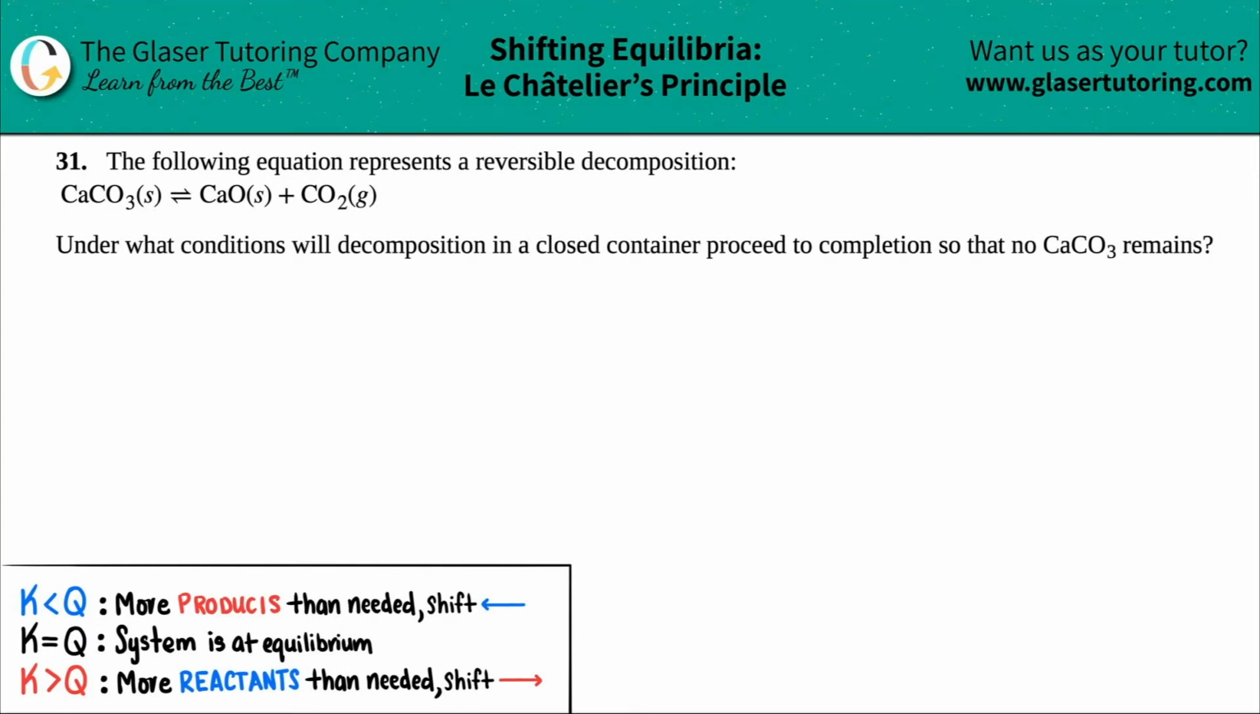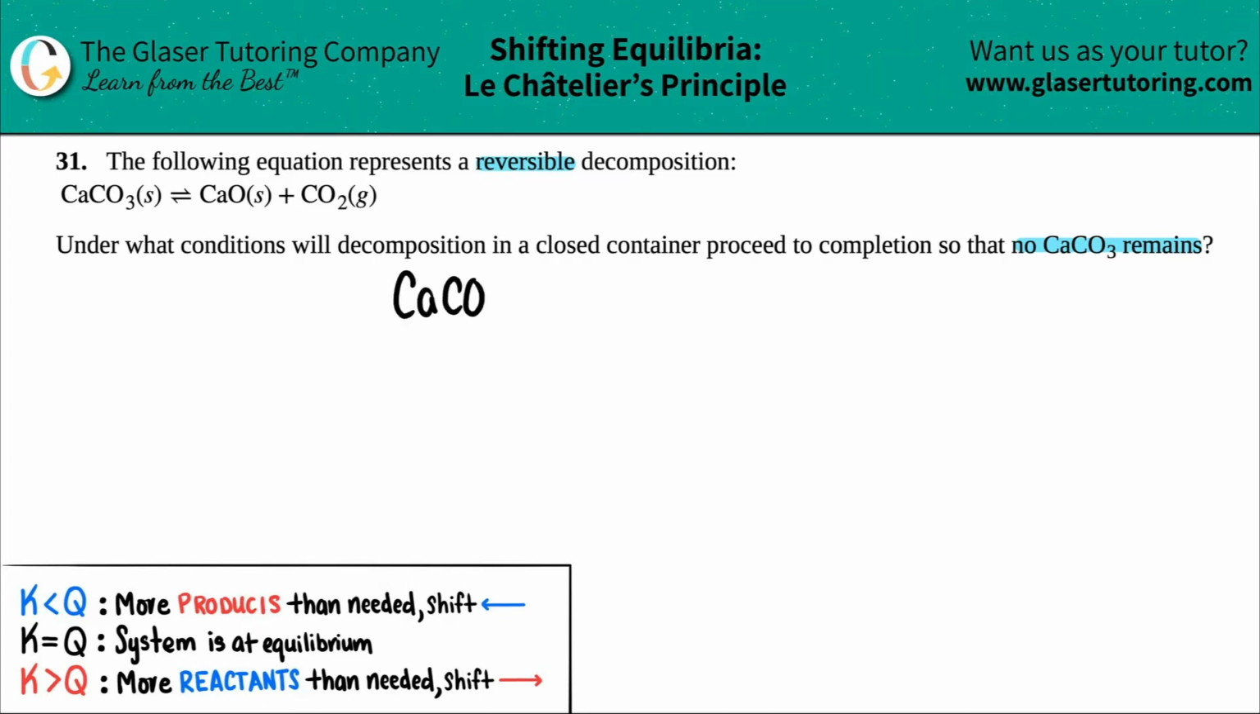31. The following equation represents a reversible decomposition, and they give us the equation right here. They ask, under what conditions will decomposition in a closed container proceed to completion so that no CaCO3 remains? Okay, so we have the balanced equation. Let's just write it out a little bigger so that we can work with it.